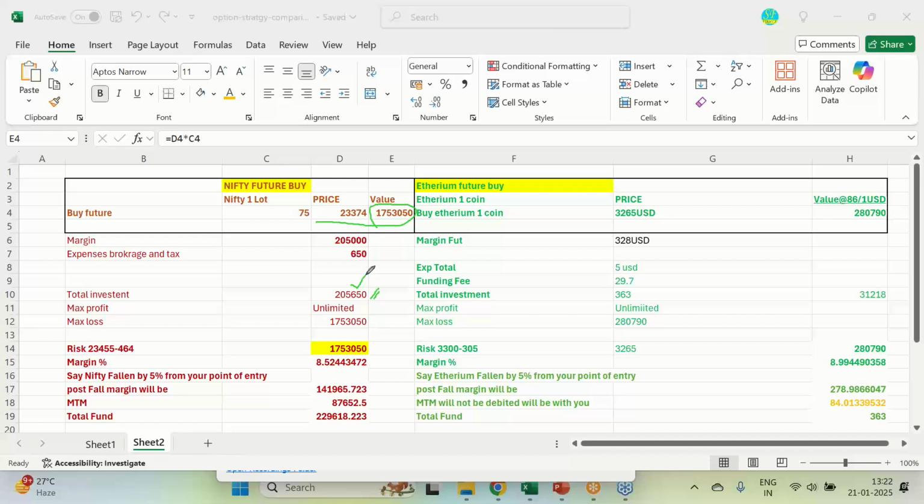This simple trade has unlimited profit potential, and the maximum loss will be 17 lakhs if Nifty becomes zero. And if it goes to heaven, you can say 30,000, 50,000, 1 lakh, so you will go on making bigger money. Many people think: my investment is only 2 lakhs, so if Nifty goes up by 5,000 points, I'll make 3.5 lakhs.